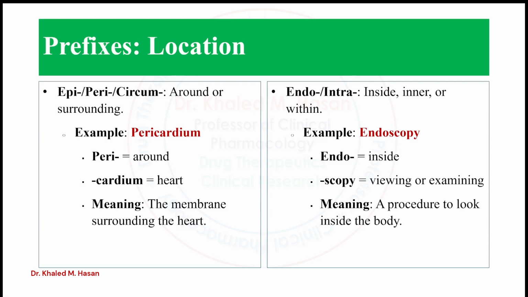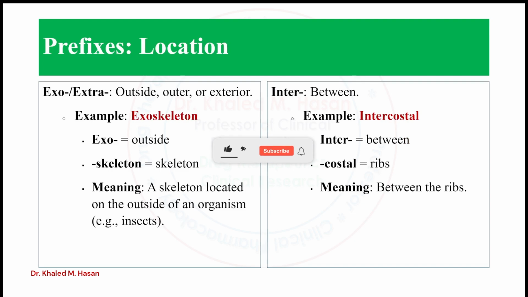Okay, moving to the next prefixes regarding location, we have exo or extra. Then we have inter. Exo or extra mean outside, outer or exterior. For example, we have exoskeleton. Exo means outside, and skeleton is the same. The meaning of exoskeleton is a skeleton located outside of the organism. The example here is insects, whose skeleton is located outside their body.